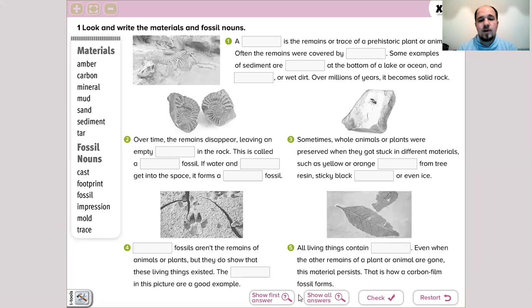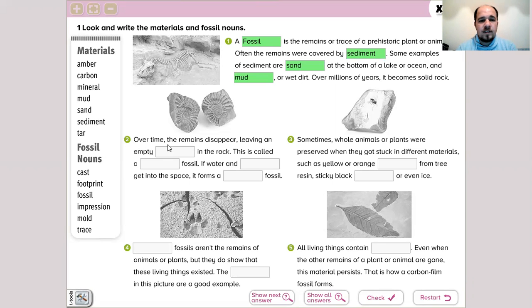So let's see the first one. A fossil is the remains or trace of a prehistoric plant or animal. Often the remains were covered by sediment. Some examples of sediment are sand at the bottom of a lake or ocean, and mud or some wet dirt. Over millions of years, it becomes solid rock. As we learned, a fossil is the thing that remains, what we can call leftover after millions of years. Yes, we have learned what sediment means, and some examples are sand, and sometimes mud or wet dirt.